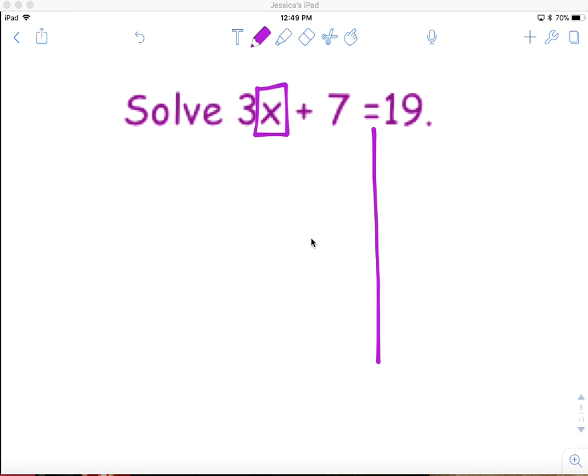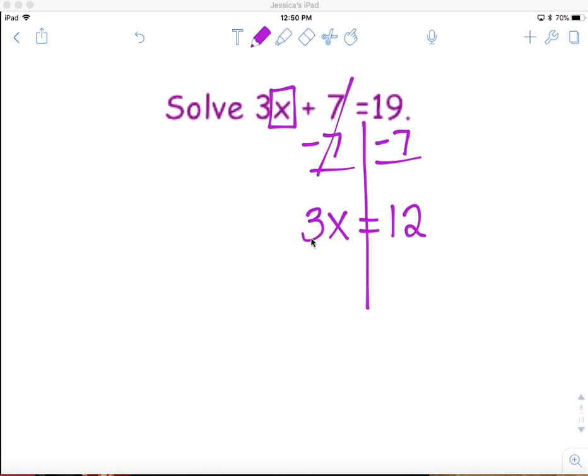You always want to move the addition and subtraction first before you move the coefficient, or the number in front. In this case, we need to move the plus 7 before we do anything else. So the opposite of adding 7 is to subtract 7 on both sides. When you do that, the 7's cancel on the left, and you're left with 3x. On the right, 19 minus 7 gives me 12.